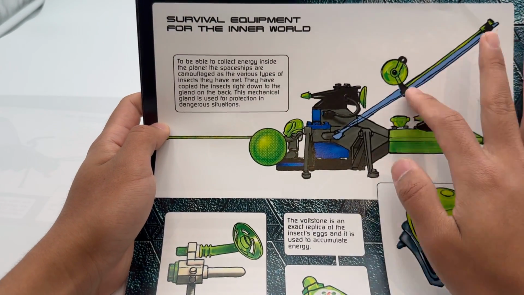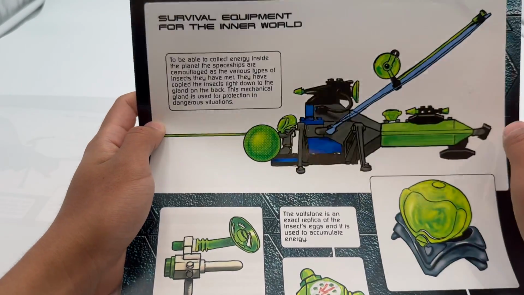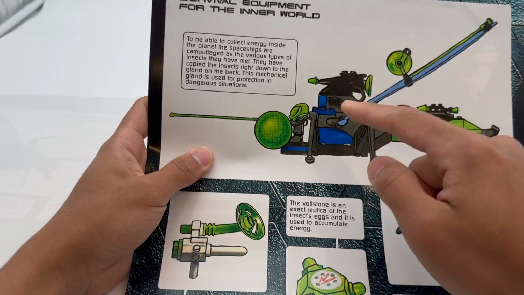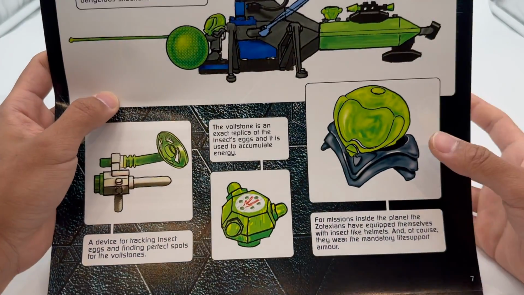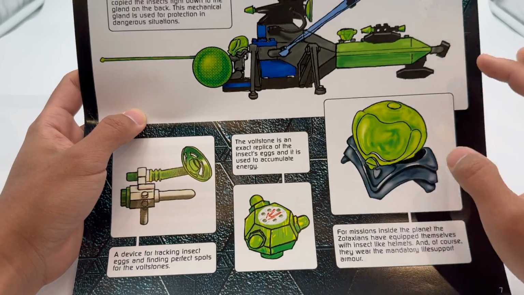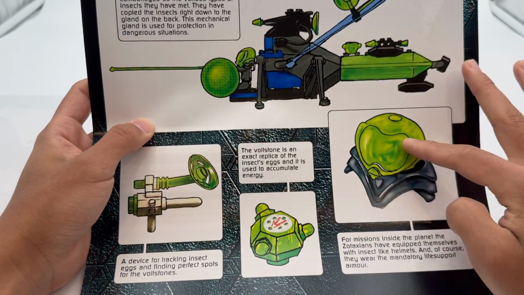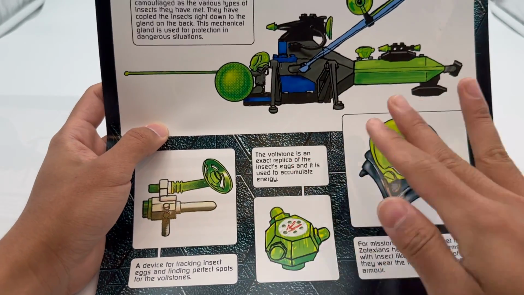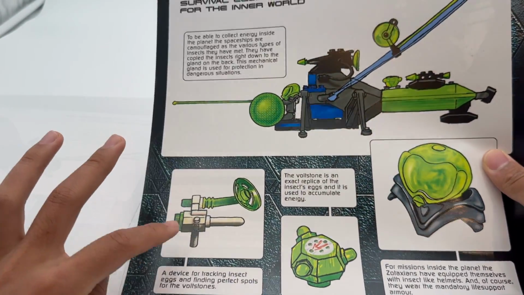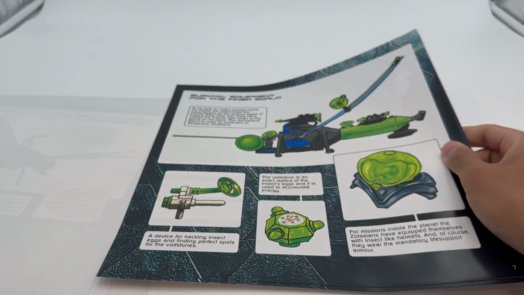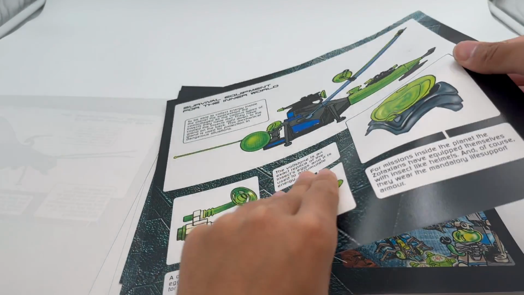Obviously, these mechanical types of pieces were meant to mimic the actual insects, so I guess this is the most common one, which is super interesting because that is actually one of the sets. And they even have insect-like helmets and life support armor, which is the same armor that they use in the UFO theme, so they really have that tied together as well. It even explains what this device is to track insect eggs and find the perfect spot for the vault stone, so that is super, super cool.